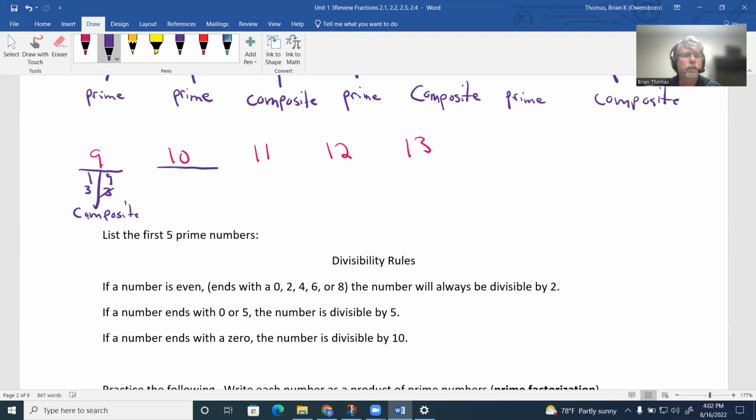10, 1 and 10 are not the only factors. So we know it's not prime because we also have 2 times 5. So that's got 4 numbers. So again, that is also composite.